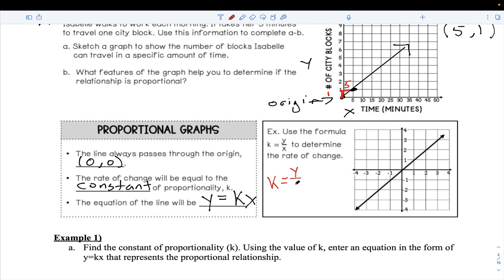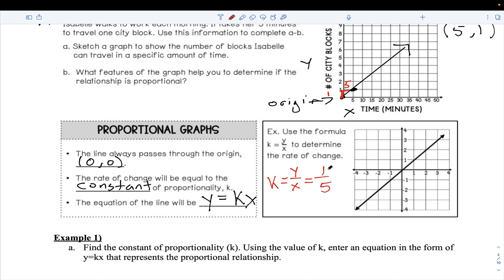What would the slope be? Rise over run or y over x? How much did we rise? How much did we run? Up and over how many? 5. Up how many? 1 and then 5. Okay. So my constant is 1/5. This is the slope. This is also the constant.